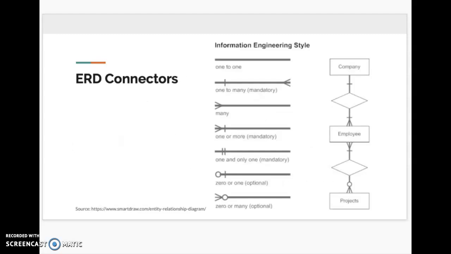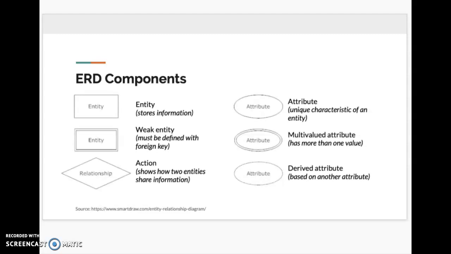Next, we have an action in the shape of a rhombus. An action relates two different entities. For example, an entity might create, contain, or modify another entity.